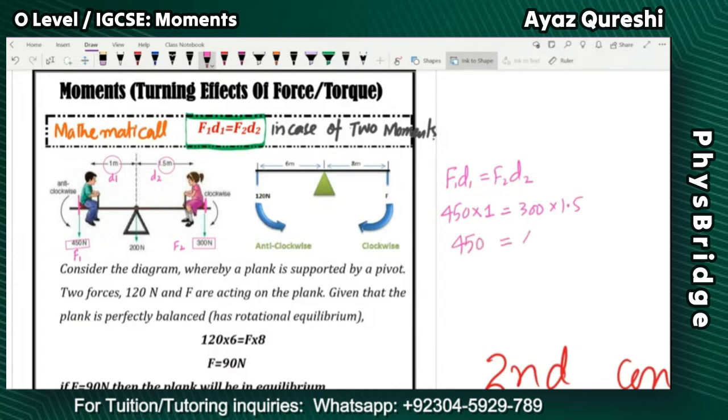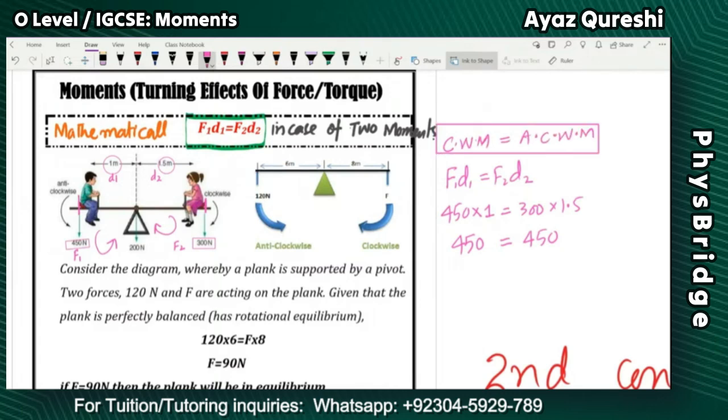It means the boy is producing anti-clockwise moment and the girl is producing clockwise moment. So I can say that clockwise moment is equal to anti-clockwise moment, isn't it?